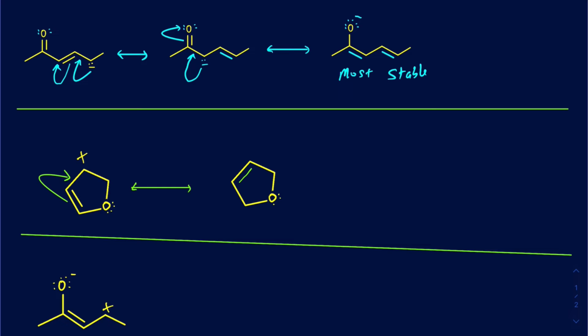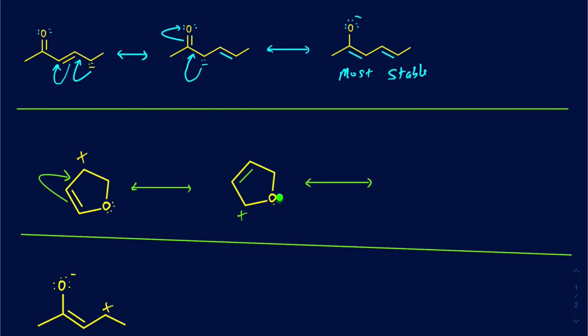So we get a double bond right here. We get a positive charge right there. And then we also don't stop it right here, because there is a lone pair of electrons on that oxygen, and it's right next to that positive charge.